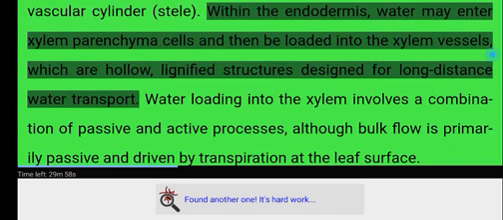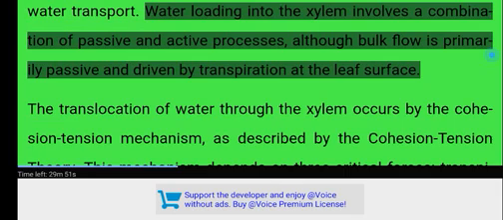Within the endodermis, water may enter xylem parenchyma cells and then be loaded into the xylem vessels, which are hollow, lignified structures designed for long-distance water transport. Water loading into the xylem is a combination of passive and active processes, although bulk flow is primarily passive and driven by transpiration at the leaf surface.